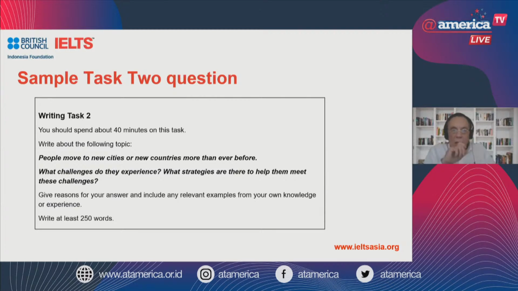Now you might think, oh dear, that sounds complicated. What shall I do? It says challenges, experience, strategies. Don't worry too much. It's very simple. Challenges, it's just a fancy word for problems, isn't it? And strategies, you know the word that goes with problems: solutions. And you'll find that all task 2s tend to go like that. It'll be problems and solutions, advantages, disadvantages, and you can build your essay around that. I'll show you in a minute.